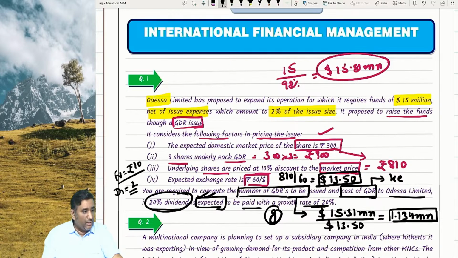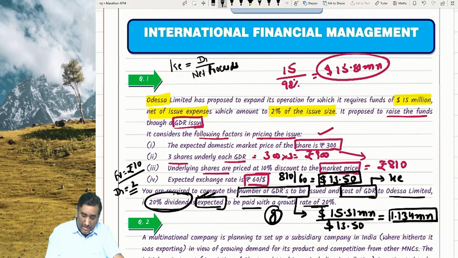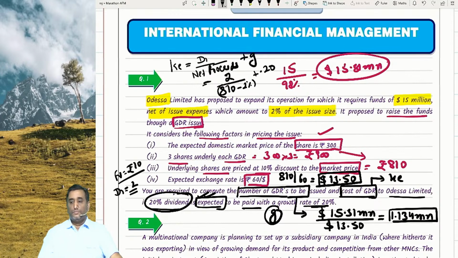So expected dividend D1, and your formula of KE, that is exactly the GDR formula, will become D1 by net proceeds plus G. So D1 is 2. Net proceeds would be 810 minus how much issue expenses? 2%. And G is equal to plus 0.20.